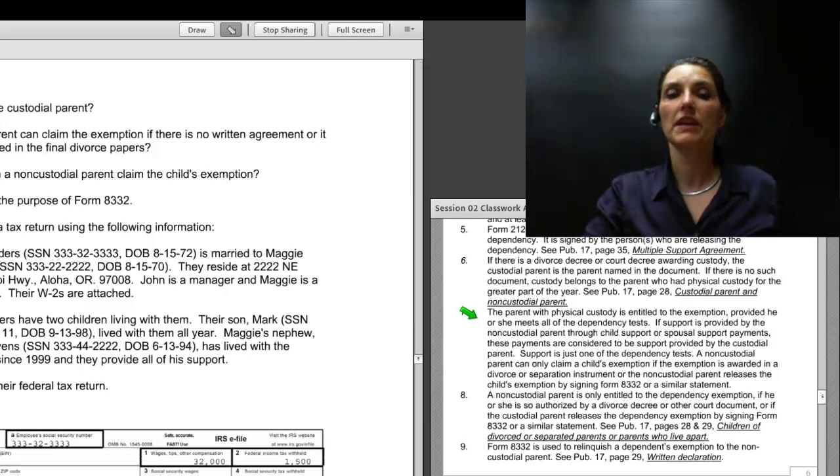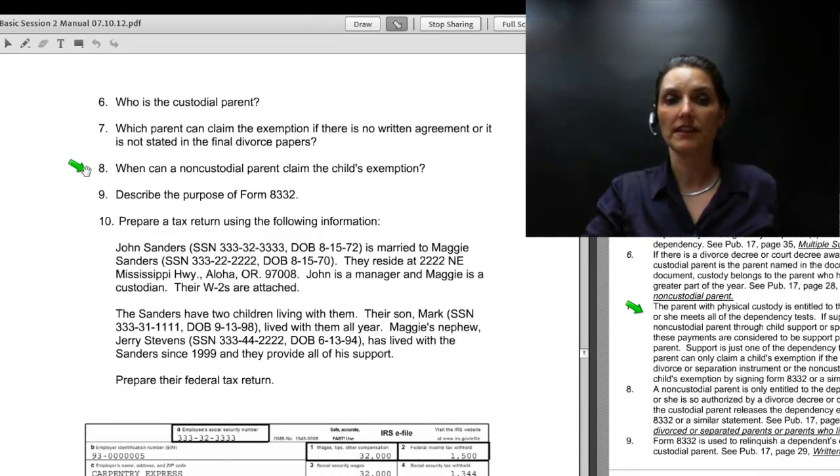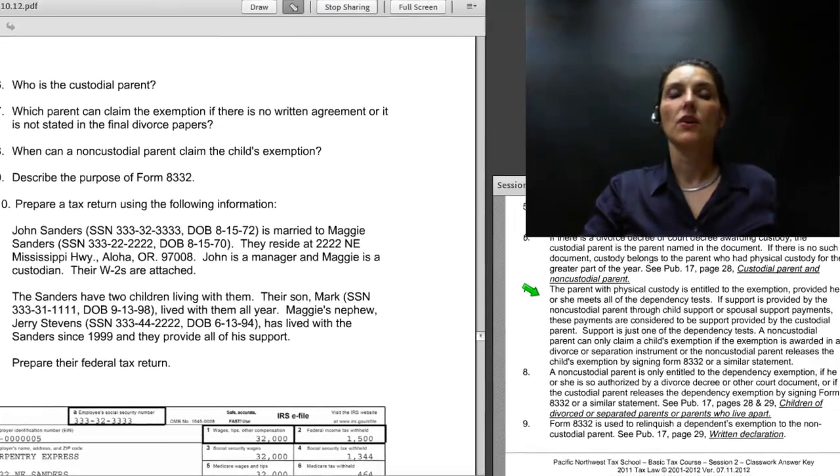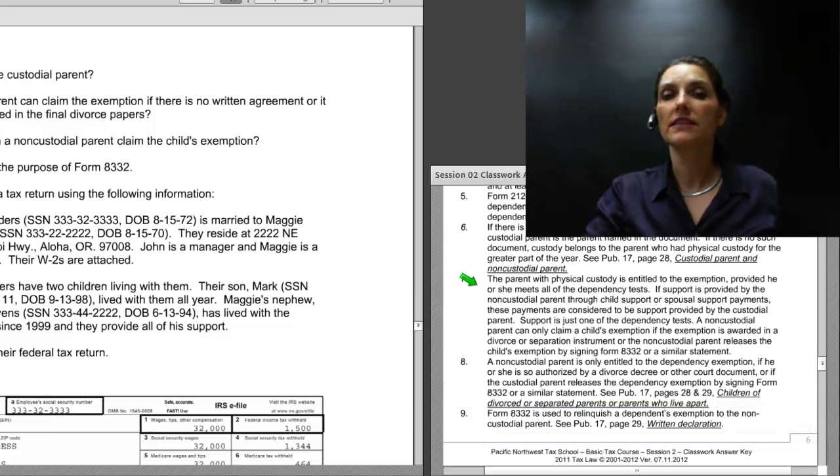Question number 9, what is the purpose of Form 8332? The purpose of Form 8332 is for the custodial parent to release a child's exemption to the non-custodial parent. The form is attached to the tax return of the non-custodial parent who is claiming that child's exemption. And question number 10, prepare the tax return for the Sanders.